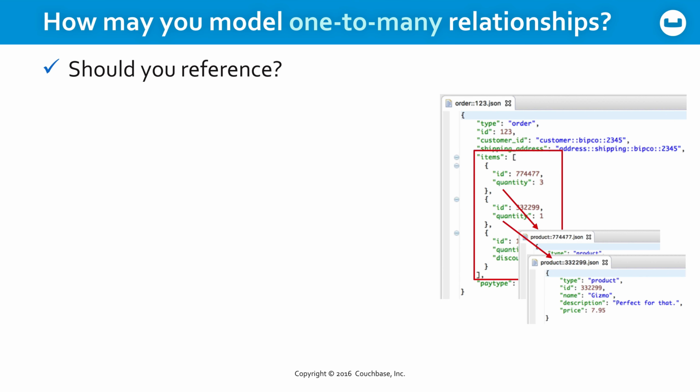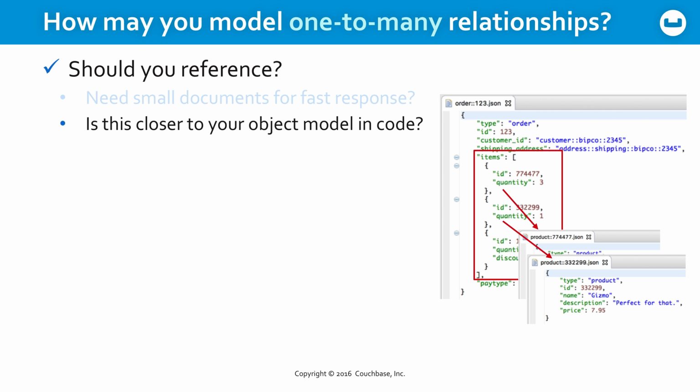So what are some questions to ask about whether you should reference in a one-to-many relationship? Well, do you need small documents, perhaps for fast response time in a mobile environment? Is this shape perhaps closer to your object model in code? Are you aiming for a one-to-one relationship of entities in your documents with underlying classes in an object model?